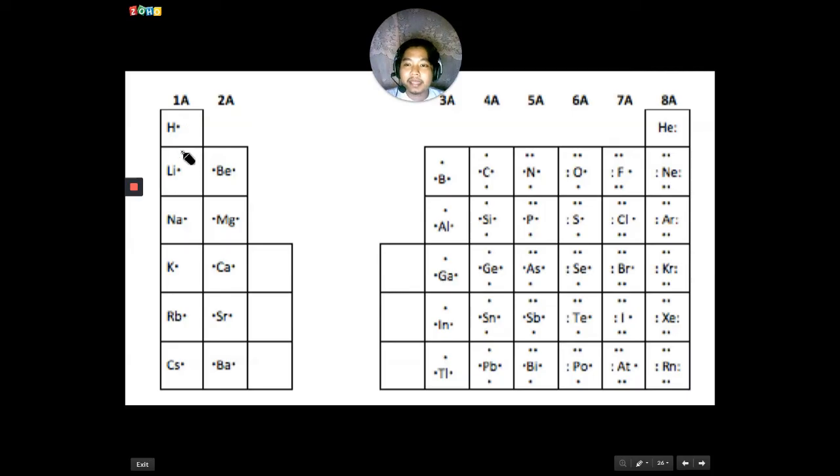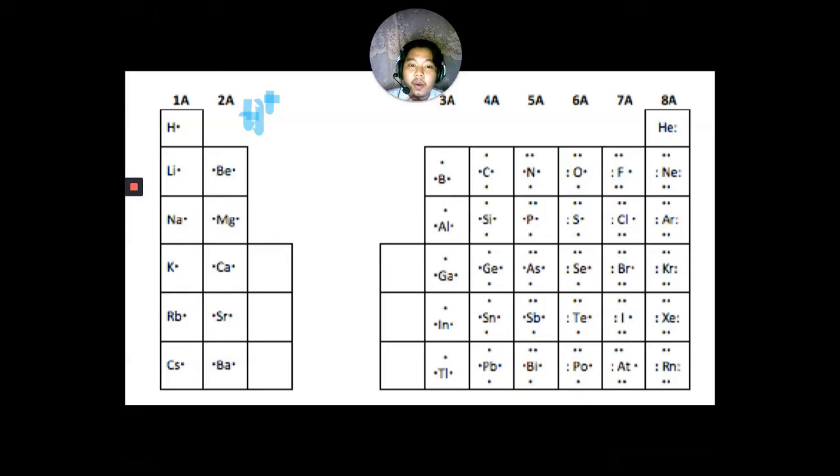So, when they release one electron, their charge symbol will always be H positive 1, but we don't include the 1 anymore. So, this will become H+, and then Li+, Na+, K+, Rb+, Cs+. Be, in group 2, will release 2 electrons. So, this becomes Be2+, Mg2+, Ca2+. So, these are their tendencies, and so on and so forth.